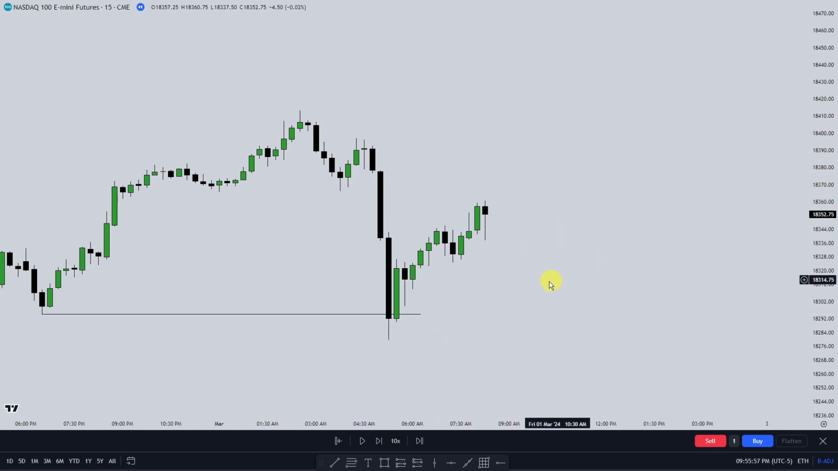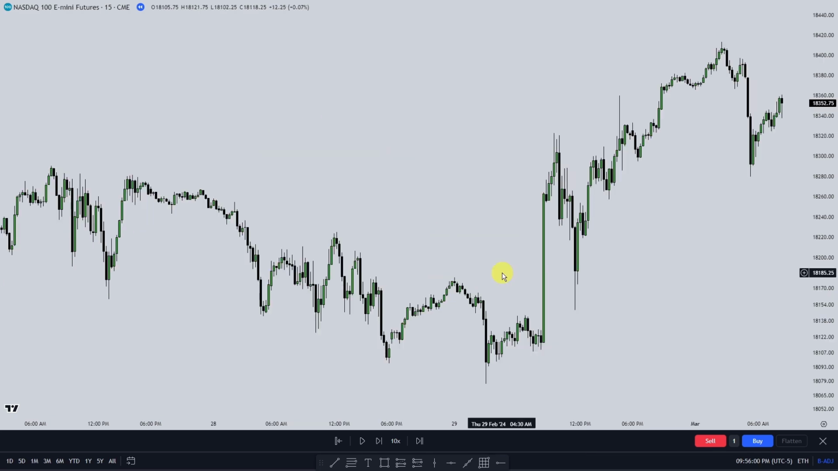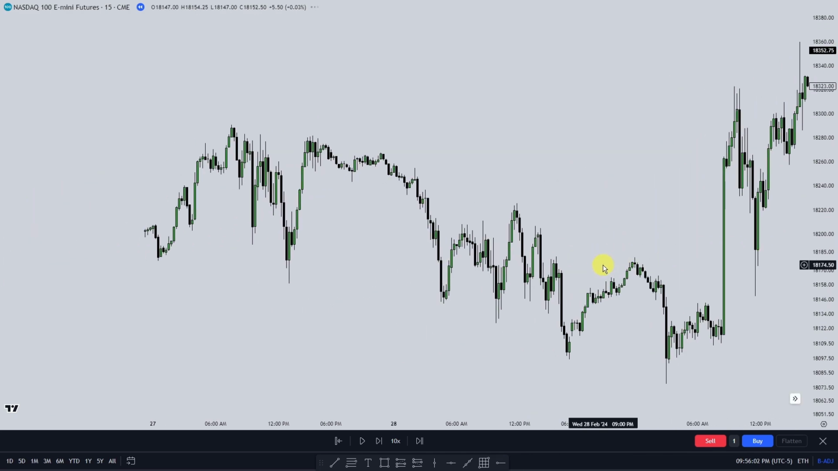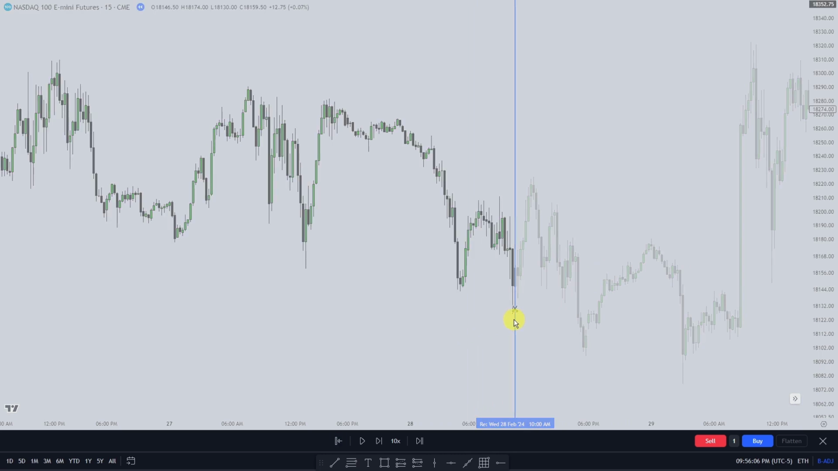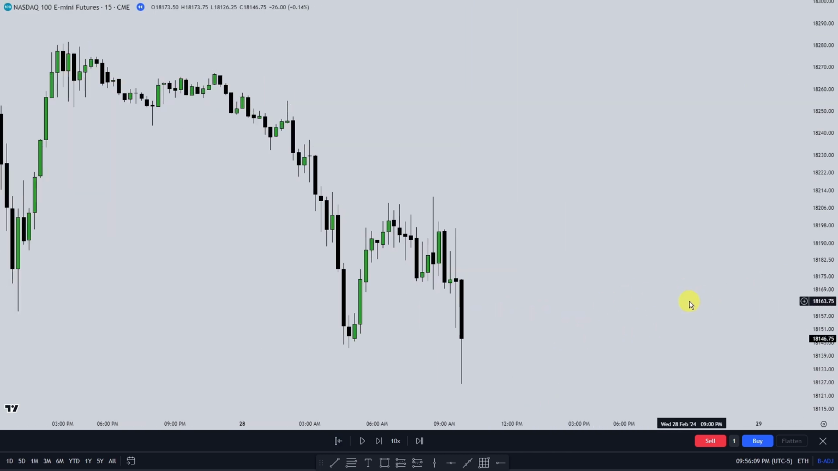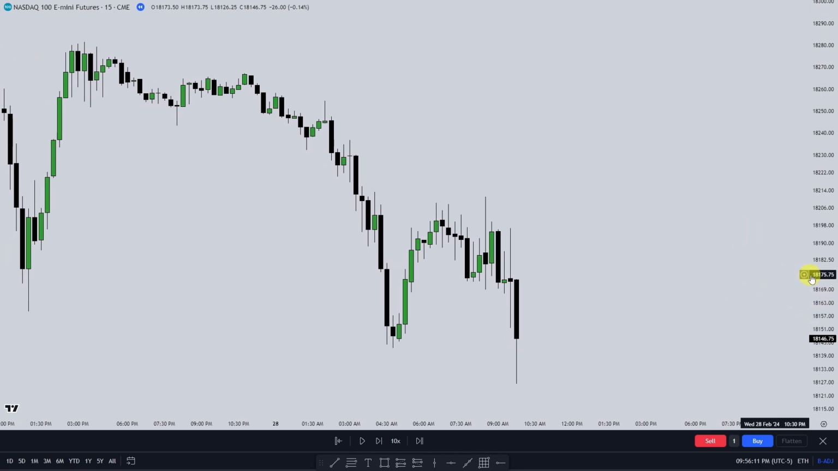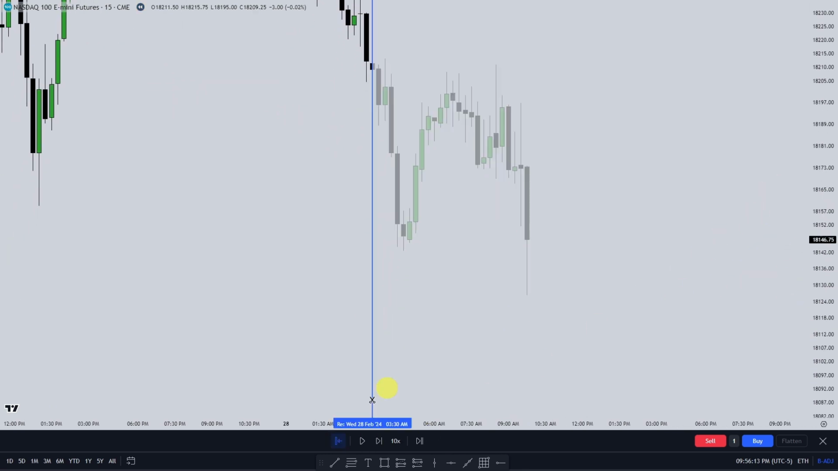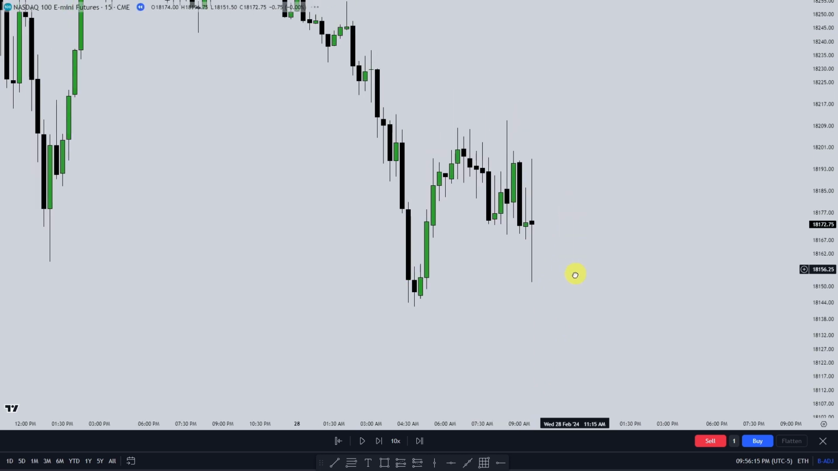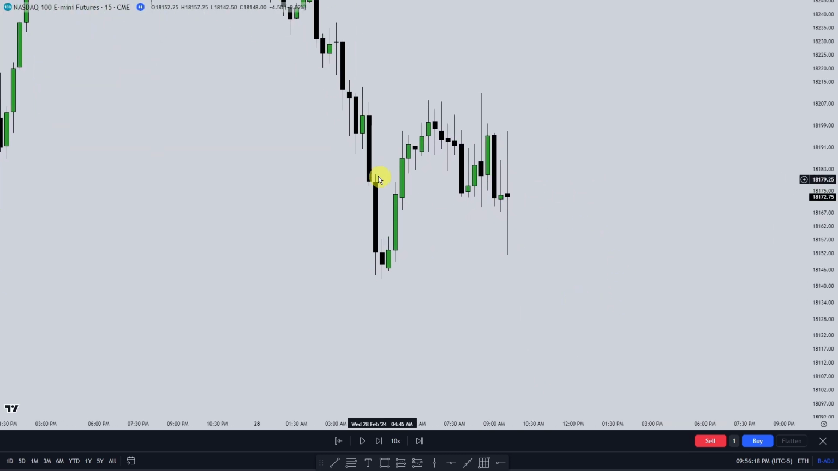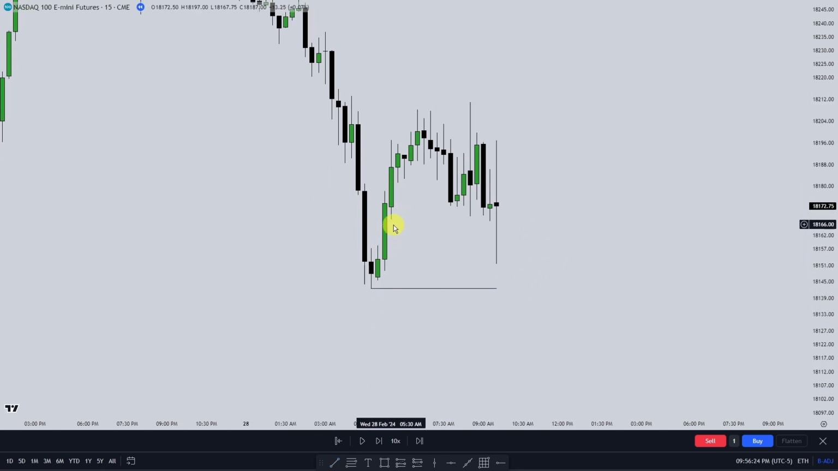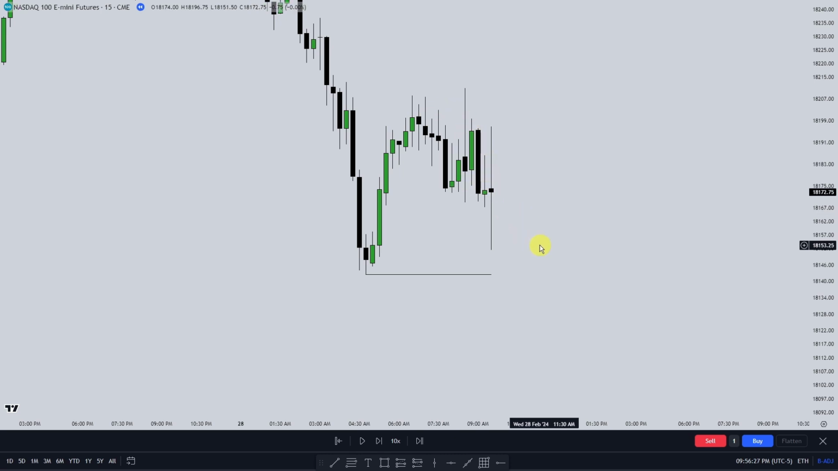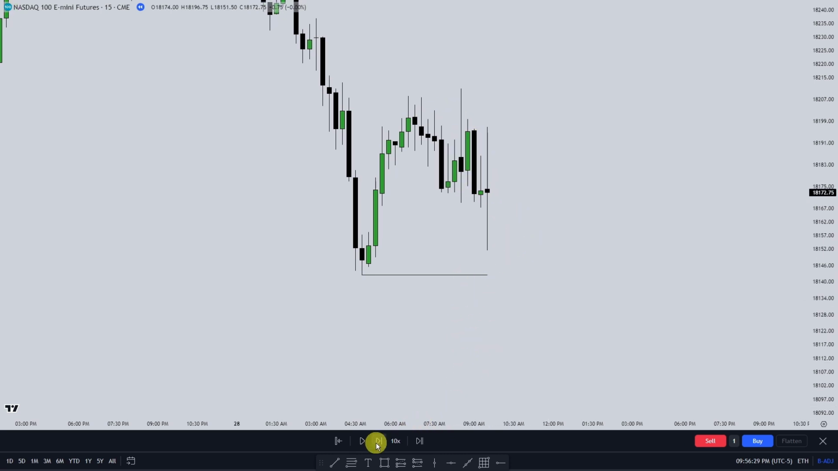So let's move on to the next example of a liquidity sweep. This is a good one right here too. We have this low that's formed right here. Okay, we're going to draw it out. And then we see a little retracement coming down. We see it coming down, and let's see what happens with it.